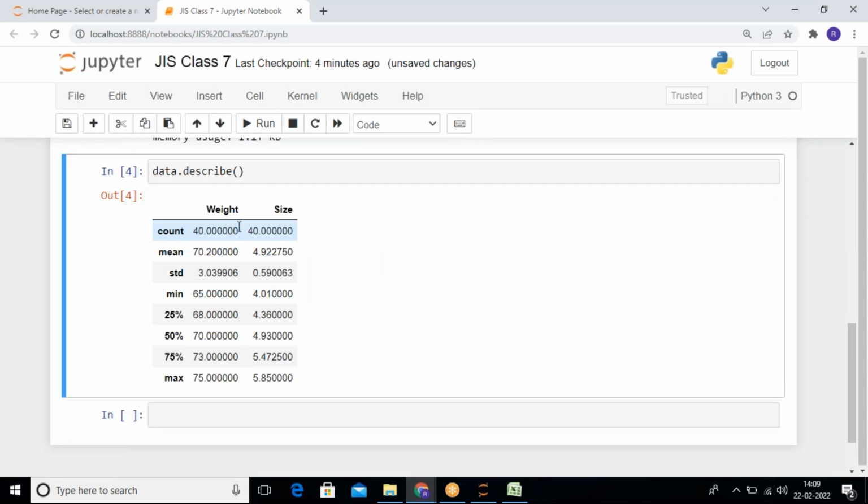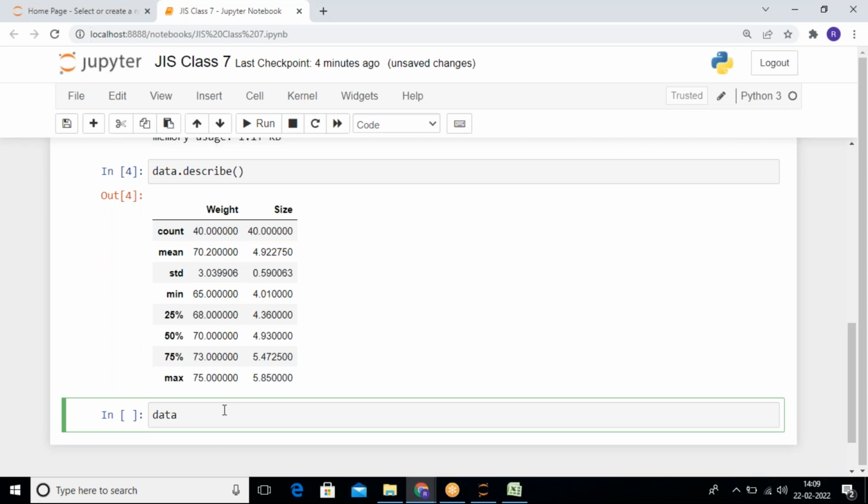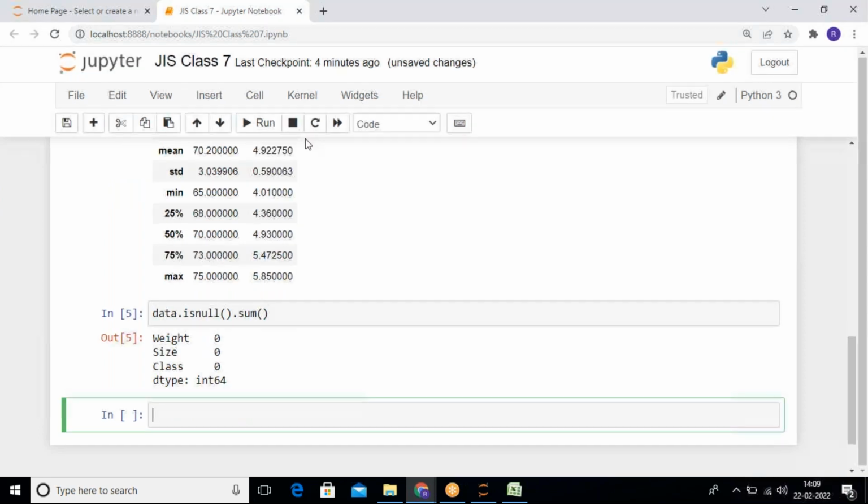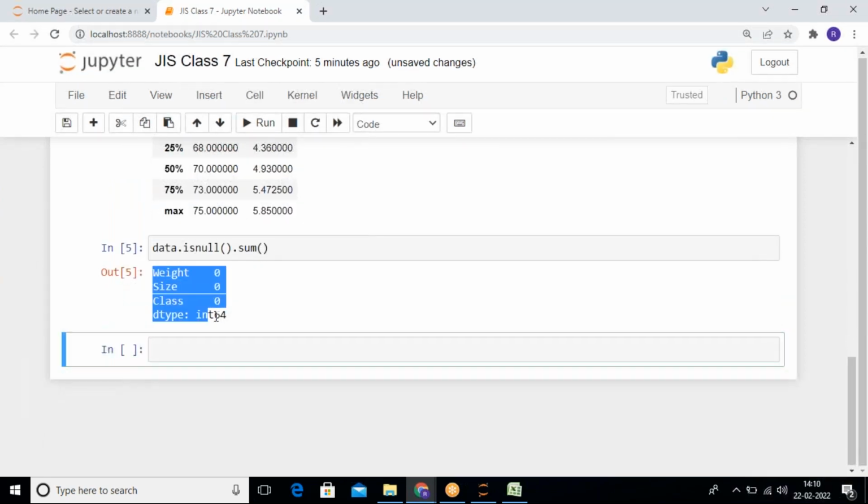Count of weight is also 40 and the size is also 40. So I hope there are no nulls. is null dot sum. Weight 0, size 0, class 0. That's it.